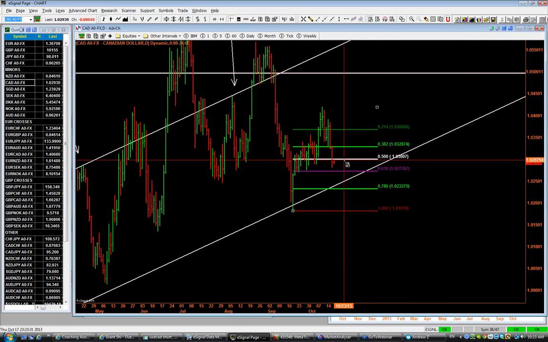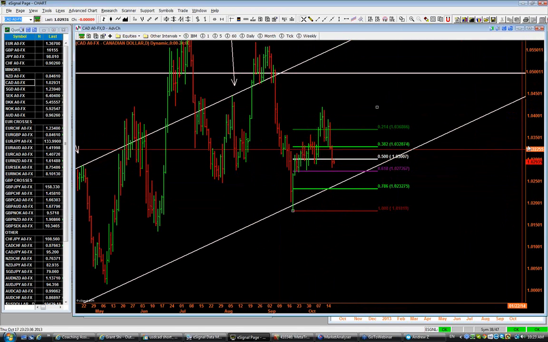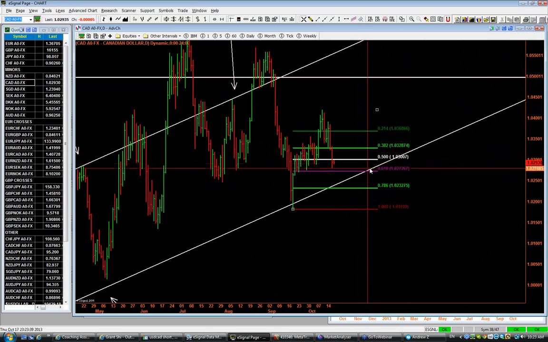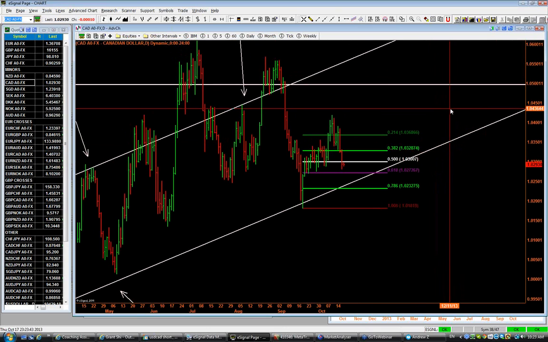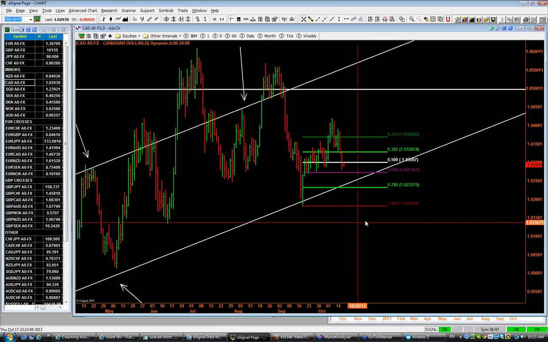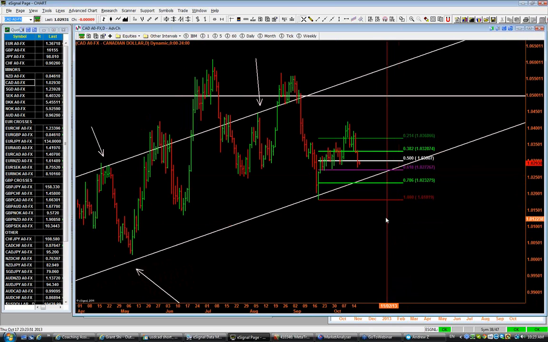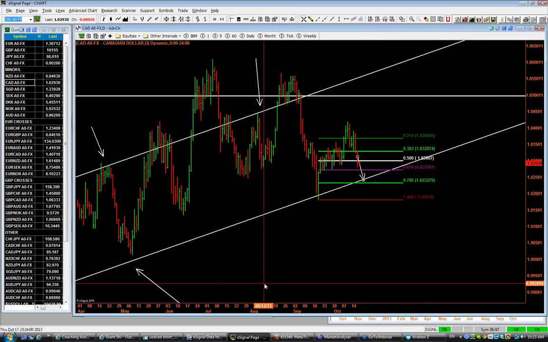So the price has just passed the 50% retracement, but I haven't seen any reversal bar. Okay, reversal bar. So we need to wait. We need to wait to see if maybe the price will potentially drop down to this uptrend line.